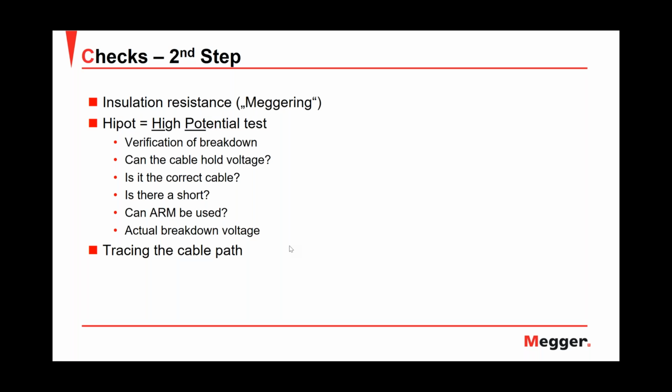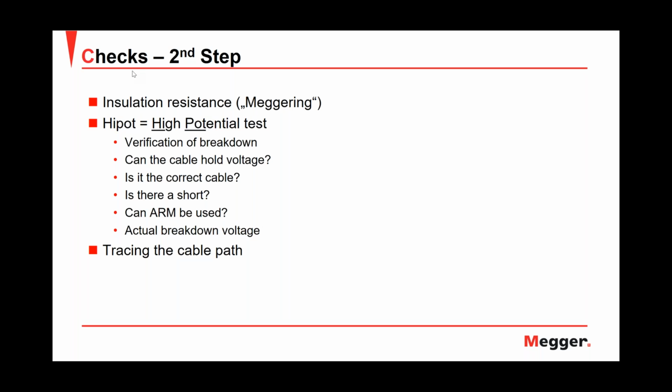Let's continue with the second step, that is the checks. As I said previously, in the checks, what I want to learn is two pieces of information. The first one is which one is the faulted cable. I want to confirm which cable has the fault. And the second information, which is very important, is the breakdown voltage of my fault. These are the two pieces of information I would like to learn during the checks process.